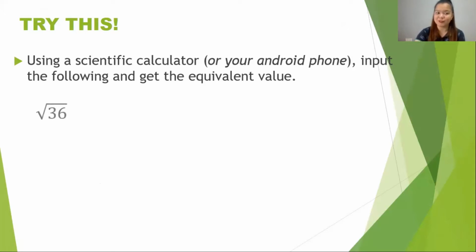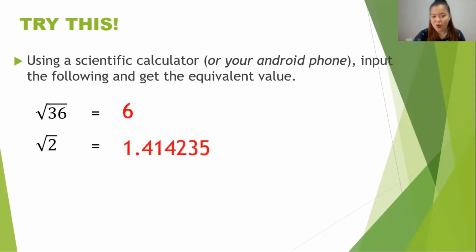Okay, so let's try. Square root of 36, if you calculate that, you have 6. By the way, it can be positive or negative 6, but since we are dealing with principal roots, let's just focus on the positive side. So, positive 6. Also, if you have square root of 2, if you try that in your calculator, you got 1.41425.